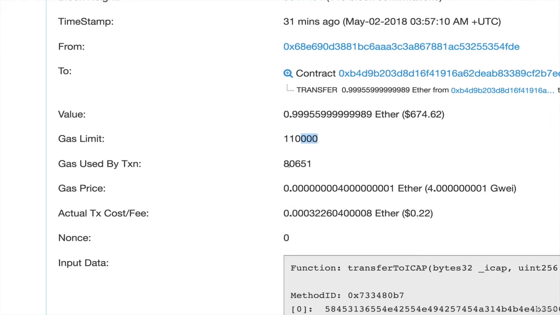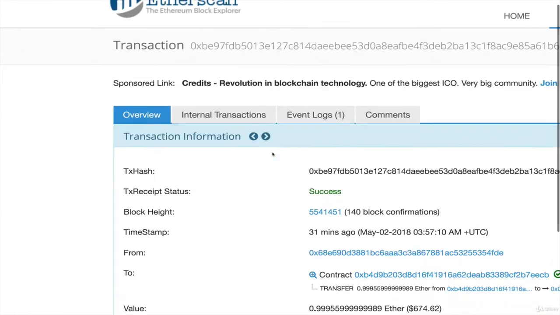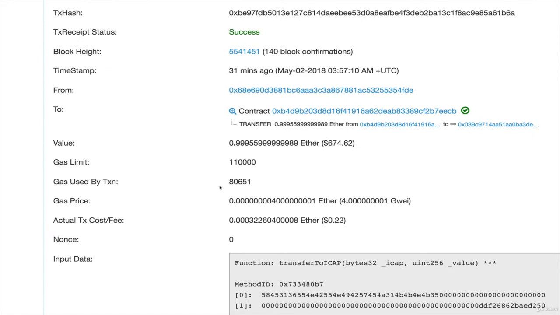So the limit was 110,000. The real usage was 80,000. And the total computed price is this many Ether, which is 22 cents, as of the current exchange rate. Yes. So you can poke around and take a look at other transactions and see the gas price.